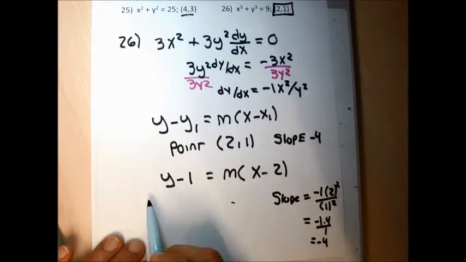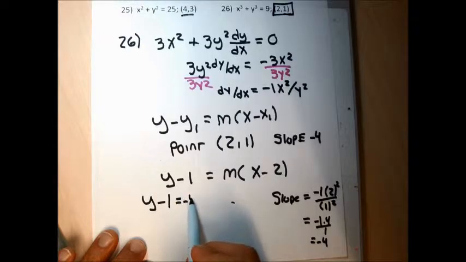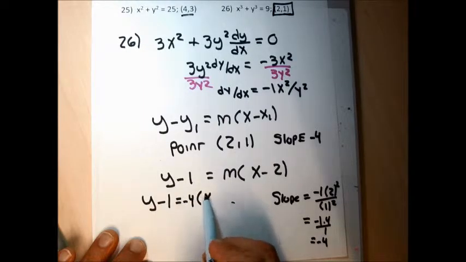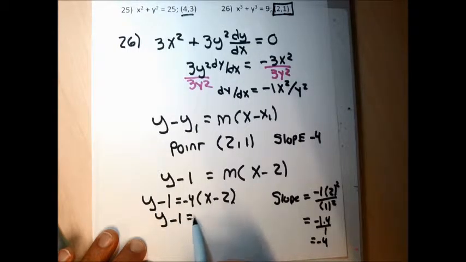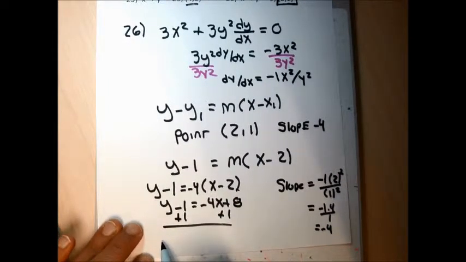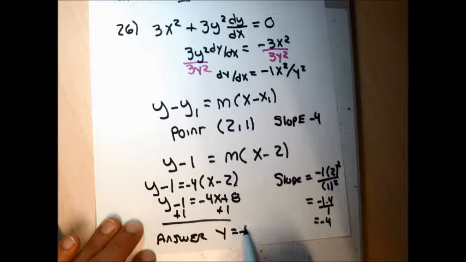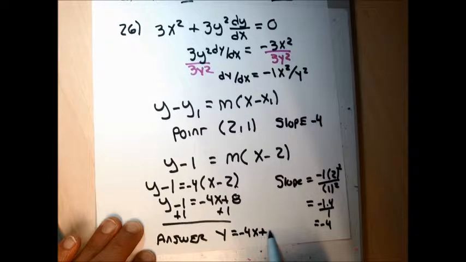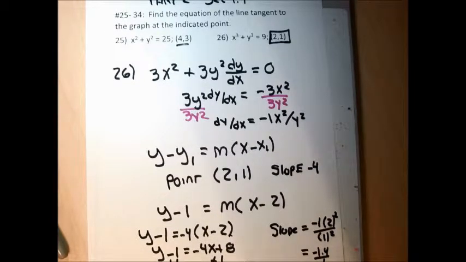So to finish up problem 26, y minus y1, which is y minus 1, equals negative 4, which is m, times x minus x1, which is x minus 2. I get y minus 1 equals negative 4x plus 8. And then I add 1 to both sides. And that's going to give me my answer. The equation of the tangent line to the function that I started with at the point that I started with is y equals negative 4x plus 9. So you should be able to do something similar for problem 25.